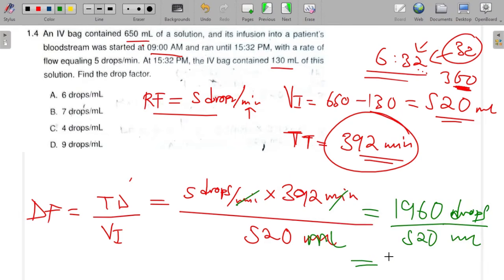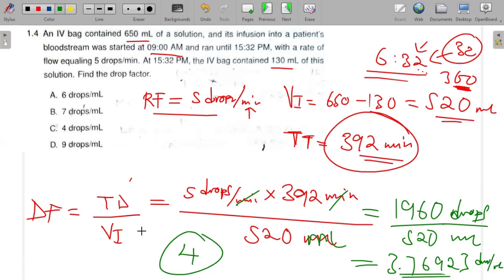So my calculator says 3.76923. Okay, so this will be drops per milliliter. So now I'm going to round it off to the nearest whole number, so it's going to give me 4. Okay, so you just come here and pick 4 as your best answer. So you pick C as the best answer there.